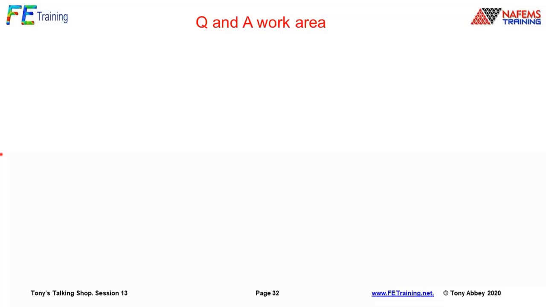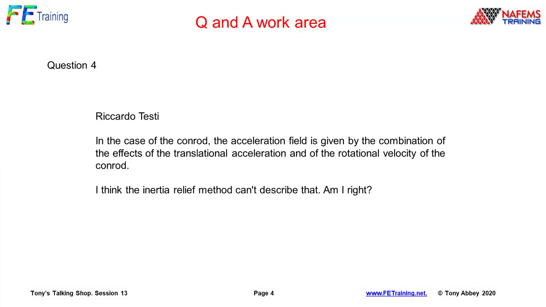Ricardo says, in the case of the Conrod, acceleration in this field is given by the combination effects of the translational acceleration and the rotational velocity of the Conrod. I think the inertial relief can't describe that. Am I right? Not quite. I did a whole project on the actual inertial loading in a Conrod, and it is fiercely complicated. I've just taken one term out, which is the effective linear acceleration due to the centrifugal term. We also have the rotational acceleration term, and so on.